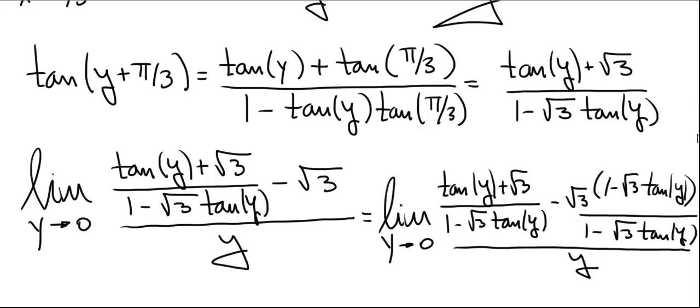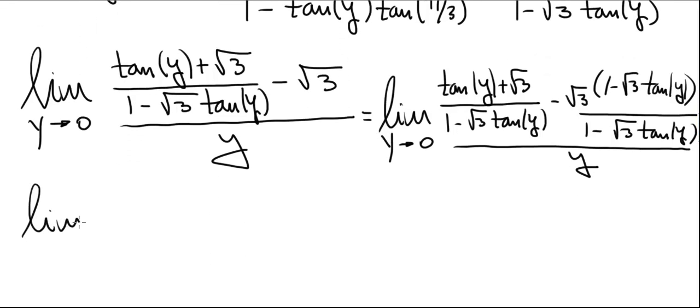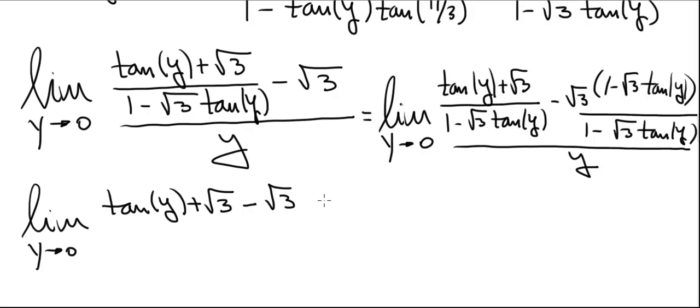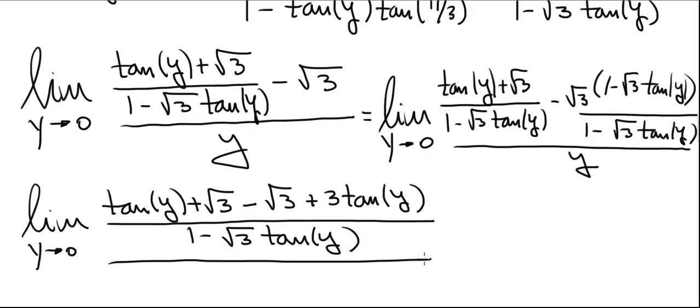Let's express now the numerator because it has a common denominator. So this is the limit as y approaches 0 of tangent of y plus square root of 3. Negative square root of 3 times 1 is minus square root of 3. Minus square root of 3 times minus square root of 3 tangent y is plus 3 times tangent of y, divided by 1 minus square root of 3 times tangent of y, and all of this is divided by y.